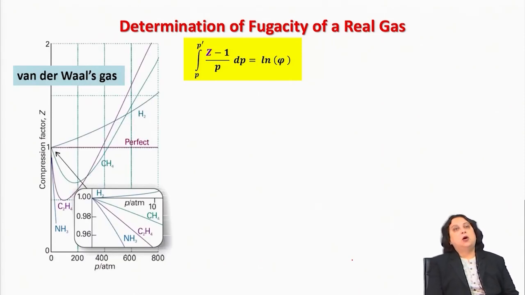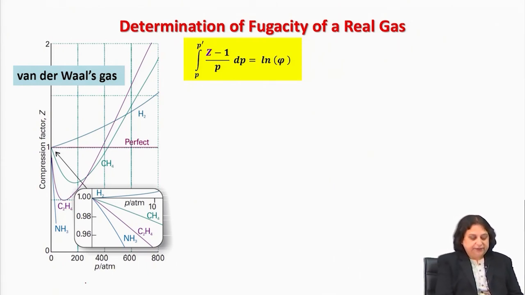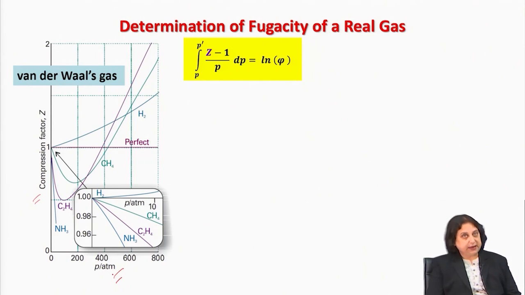Let us take this example of a van der Waals gas. In the case of a van der Waals gas, extensive experimental measurement of the compression factor is available in the literature. And as you see here, I am presenting the compression factor as a function of pressure of the gas. As expected, Z is equal to 1 for an ideal gas or a perfect gas, and Z has a value very different from 1, as you see from this curve for H2, or this curve for ethane, or this curve for methane.